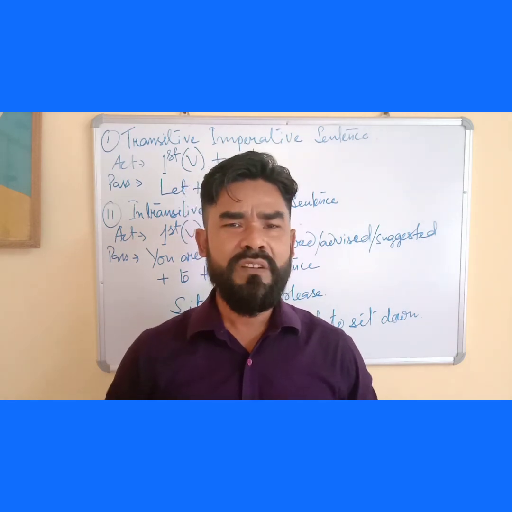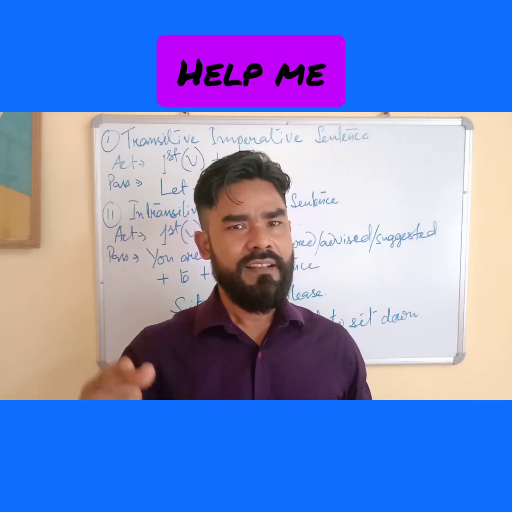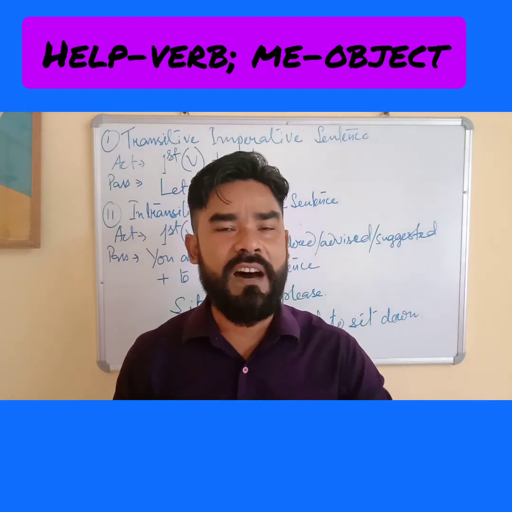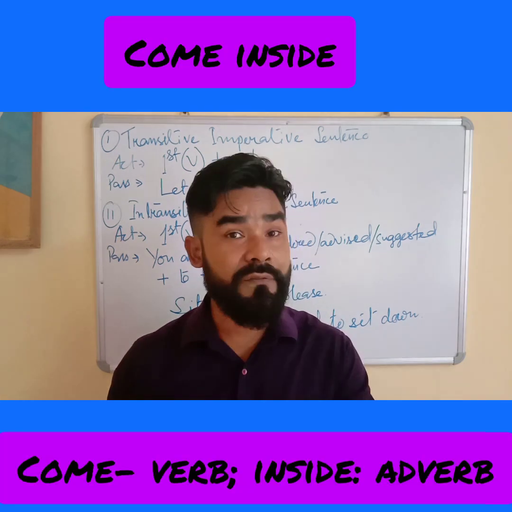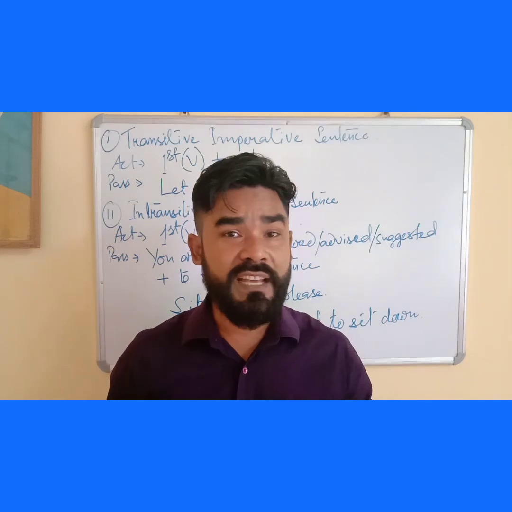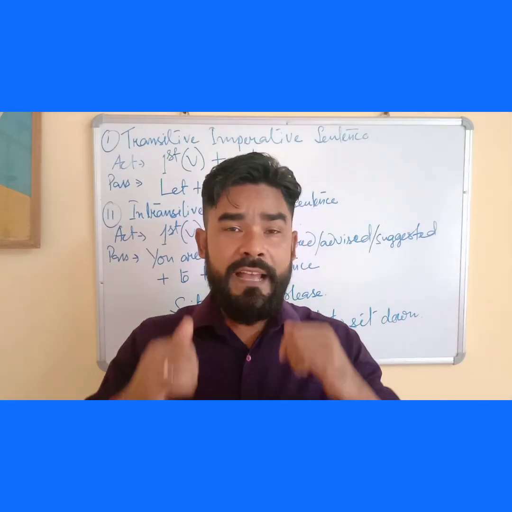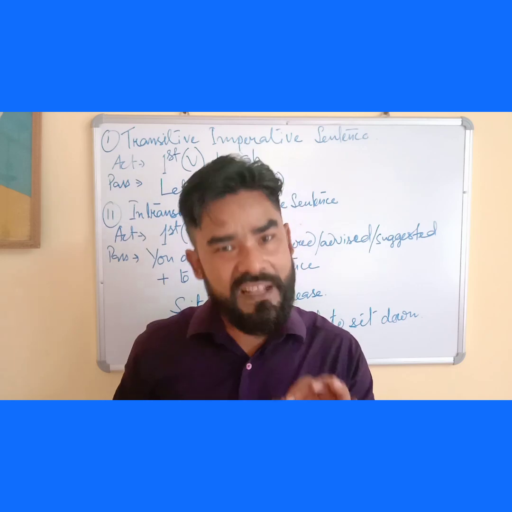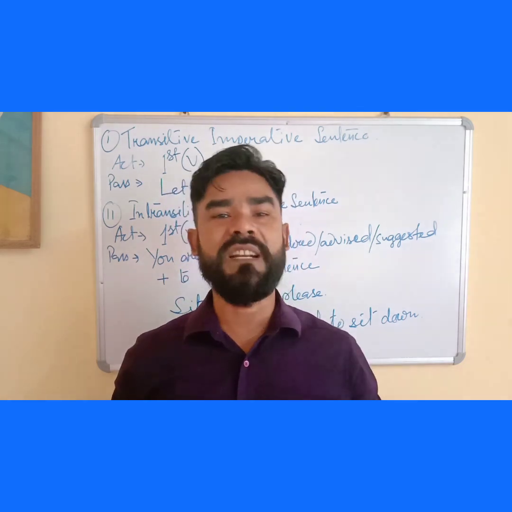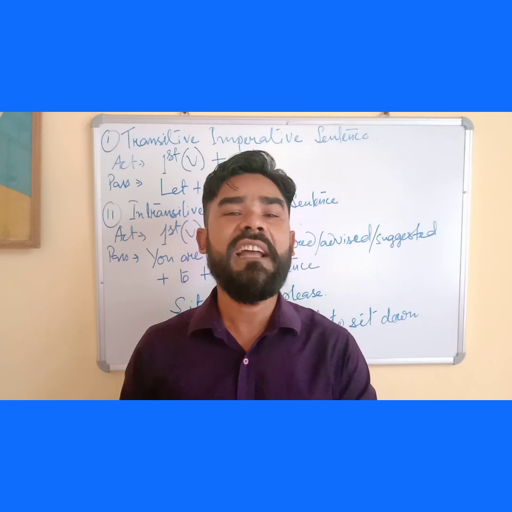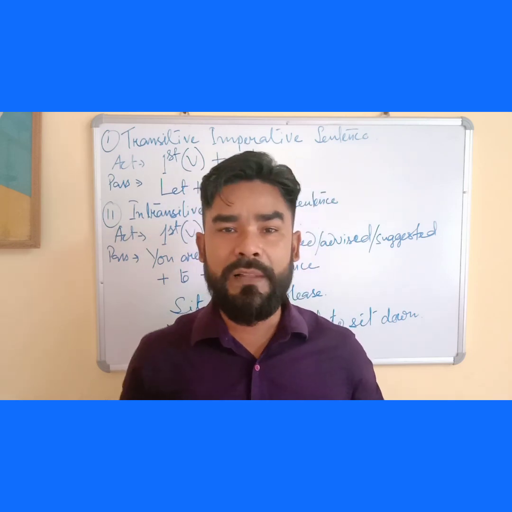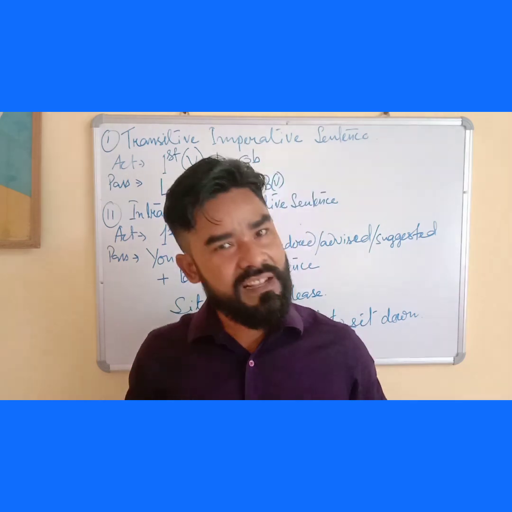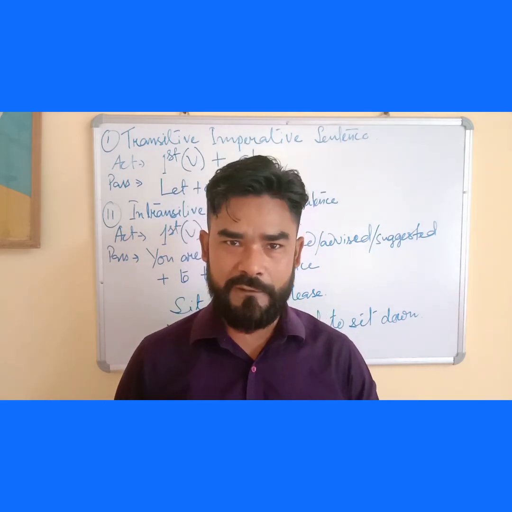Now, if I say, help me. Help is the verb. A sentence that starts with a verb is an imperative sentence. Me is the object, correct. But if I say, come inside, come is the verb, inside is an adverb, so there is no object. If a verb has an object, it is called a transitive verb. A verb without an object is called an intransitive verb. I play cricket: play is transitive because cricket is the object. I play daily: play is intransitive because there is no object in the sentence.